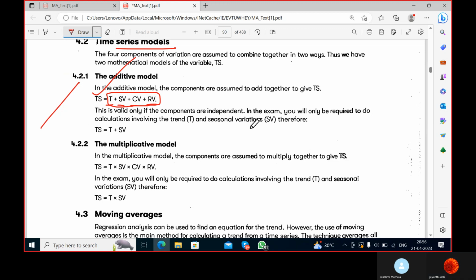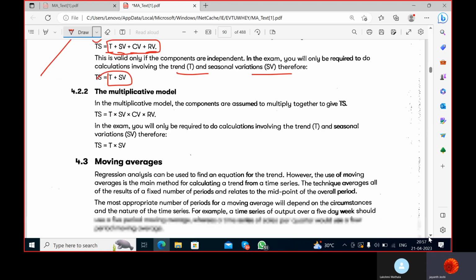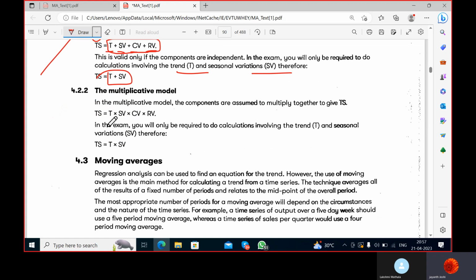In this particular syllabus, we are only going to study the trend and seasonal variations. So we are going to take only these two. And then comes the multiplicative model. Again, all these things will be multiplied, but for our syllabus, we only consider this, okay?